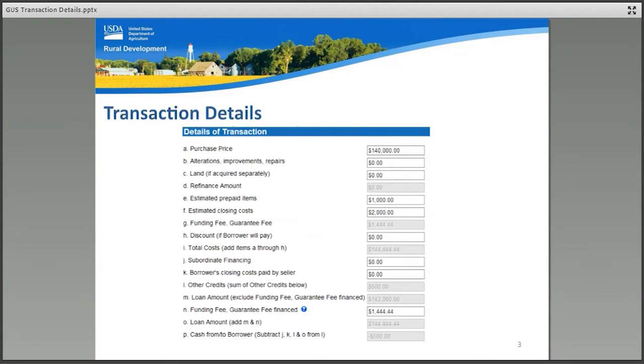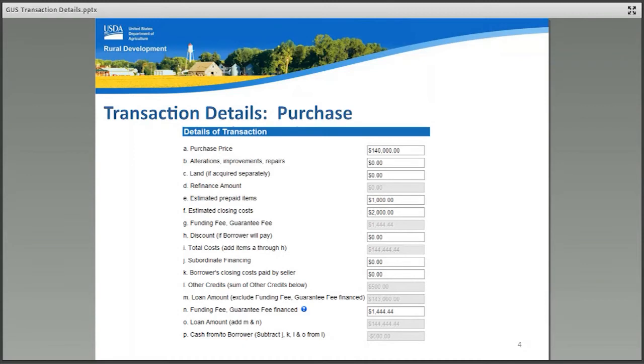The first section of this application page is details of transaction. The data fields that are available for the user to access will be determined by the transaction type: purchase, which includes existing dwellings, new construction and combination construction and permanent loans, including single close, or refinance. USDA may only refinance Section 502 direct or guaranteed loans.